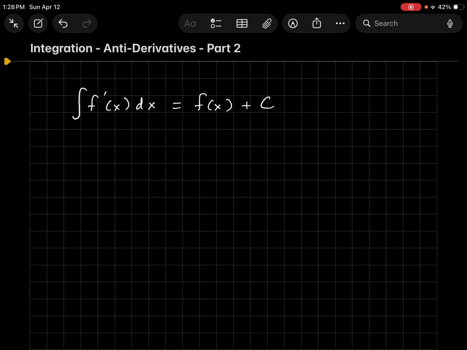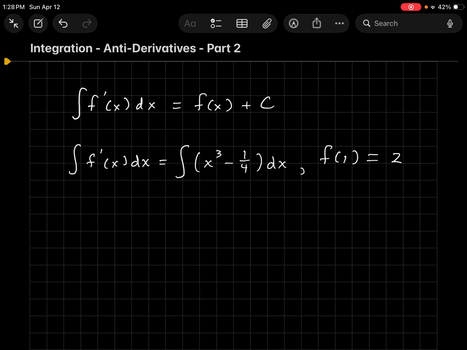What if we said that the integral of f prime of x dx is the integral of, say, x cubed minus a fourth dx, but we know more information about the original function f, where f of 1 equals 2. Here, we're going to find what we call a particular solution for our antiderivative.